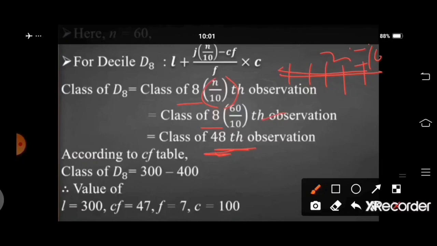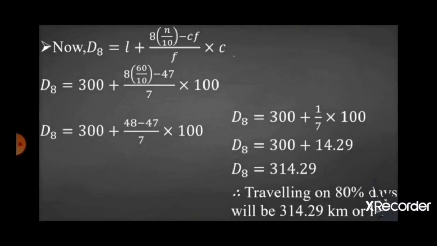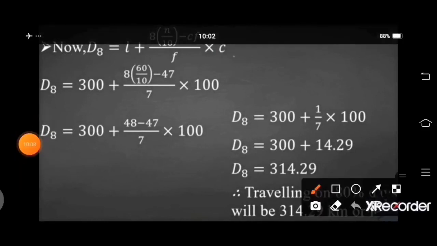So if we see in the cumulative frequency table, we will get class 300 to 400. So this is our L. Then the previous class cumulative frequency, we will get CF equal to 47. Then frequency of the class is 7, and C, we know, is 100, the class length. We will put in the formula: L plus (8n upon 10 minus CF) upon F into C.